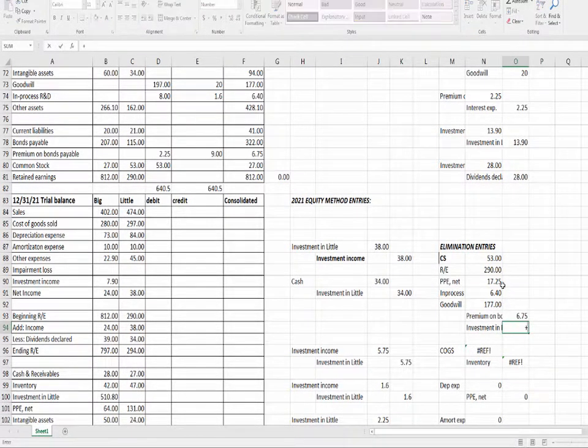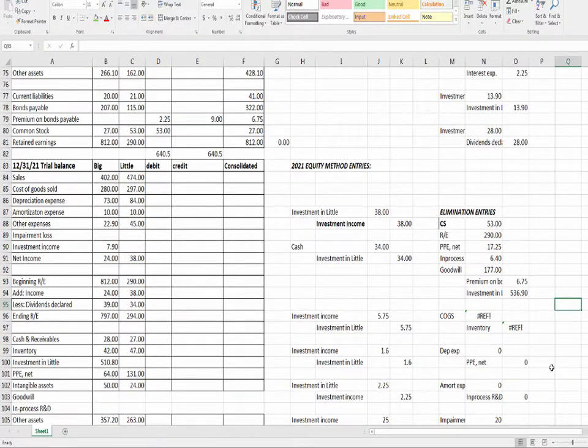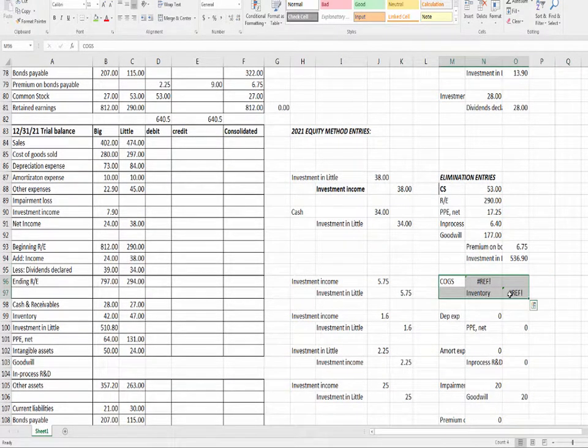So the investment in Little should be that plus that plus that plus that plus that minus that, 536.90, and again that was last year's end of year investment in Little balance. Again, last year's end of year investment became 2021's beginning of year investment. Okay, cost of goods sold, again that one's gone.